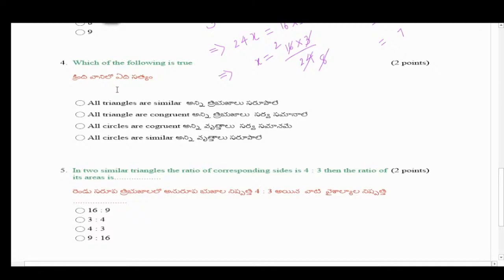Which of the following is true? All triangles are similar. So all triangles need not be similar. So this is false. All triangles are congruent. Need not be congruent. This is also false. All circles are congruent. Need not be congruent. This is a false statement. And only one thing is remaining. All circles are similar. So this is a true statement. So all circles are always similar. So this is the correct answer. So the fourth one is the correct option.